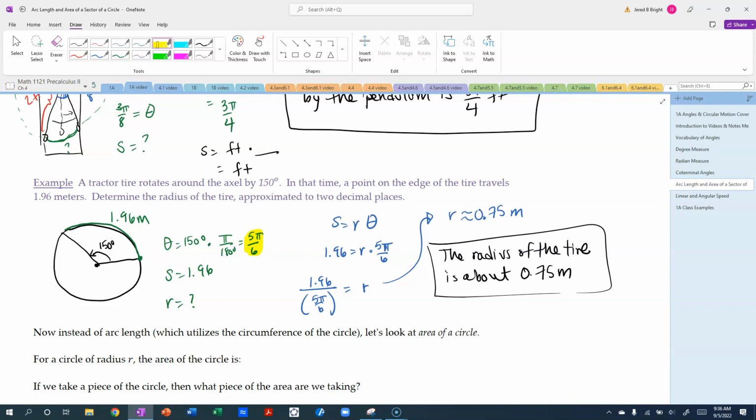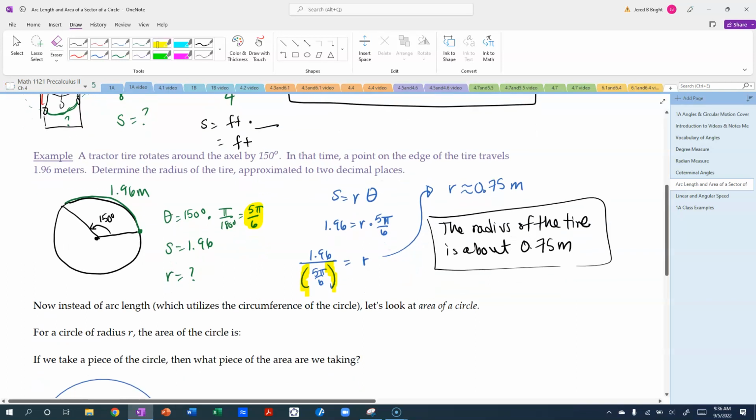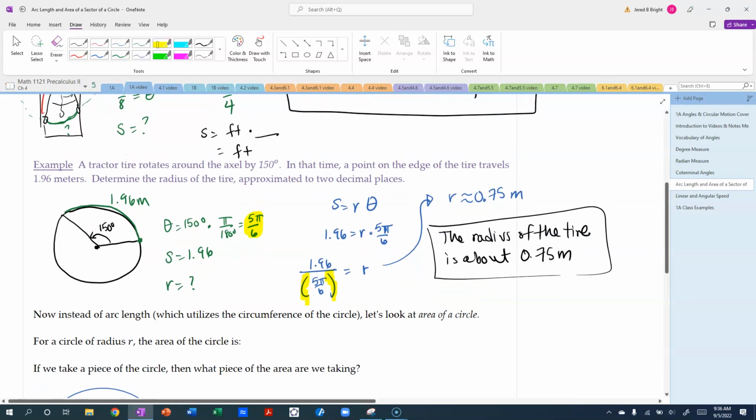Then I carried the arithmetic through. Make sure that if you're using a calculator, since you're dividing by a fraction, I generally like to put it in parentheses, and then follow that through, got my answer, and again, context situations require context answers. So make sure to put it in a sentence. Okay. So great. S equals R theta.